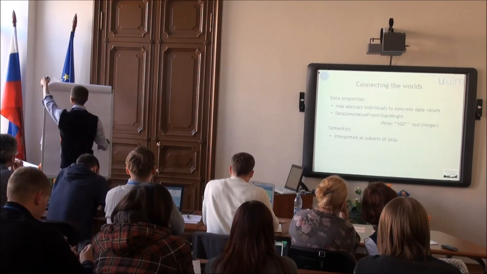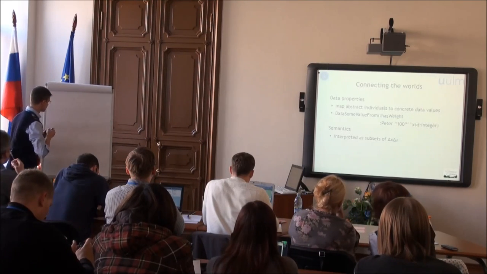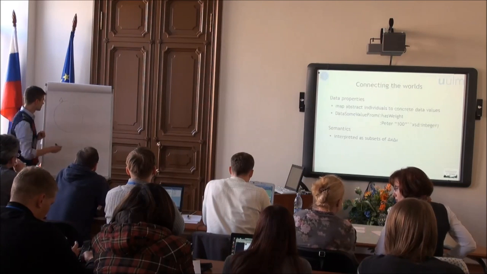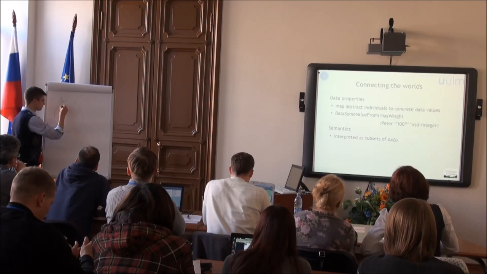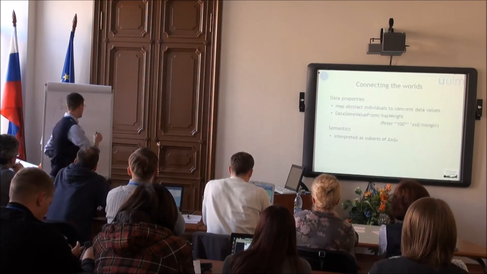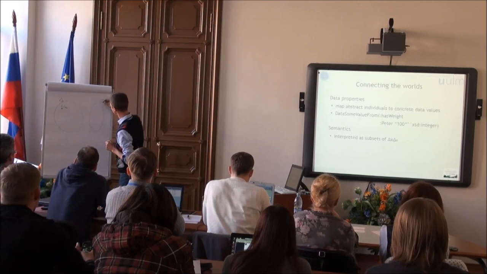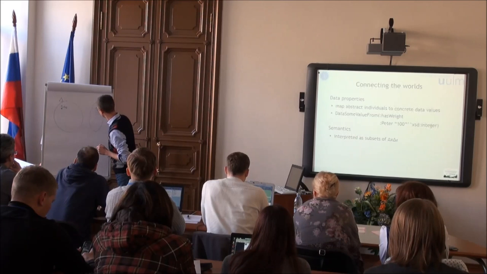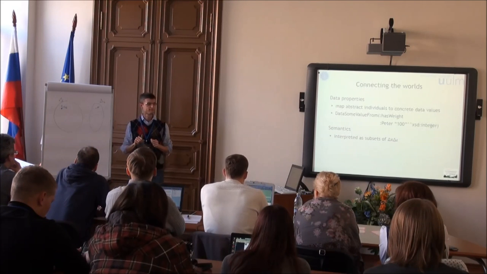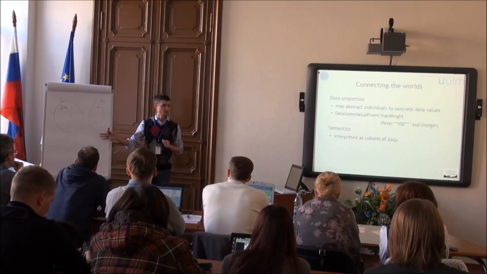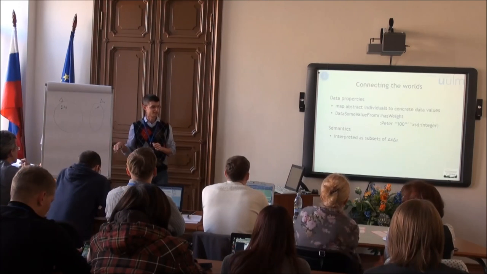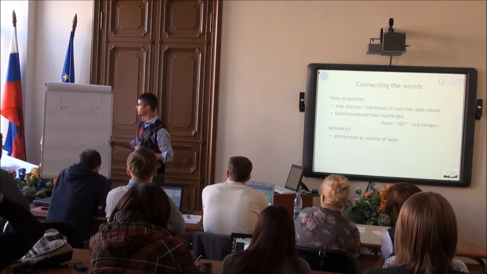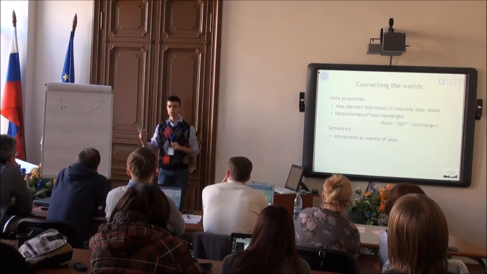So your model structure will look like this. You have one domain, abstract things, and there we will have Peter, right? We have a disjoint domain of data, and somewhere here we will have 100. We will have some other things here as well, 200, or strings, or dates, and so on. And the property has weight will be interpreted as a relation connecting the worlds.